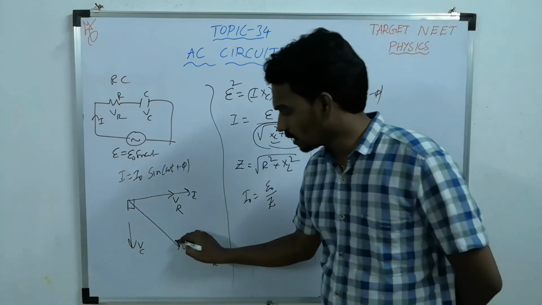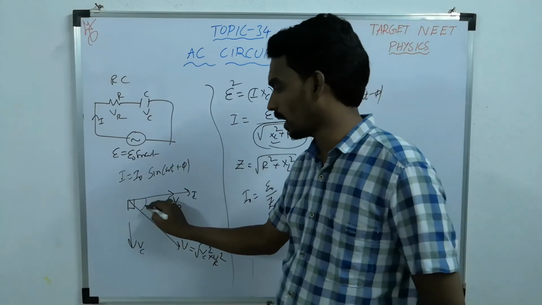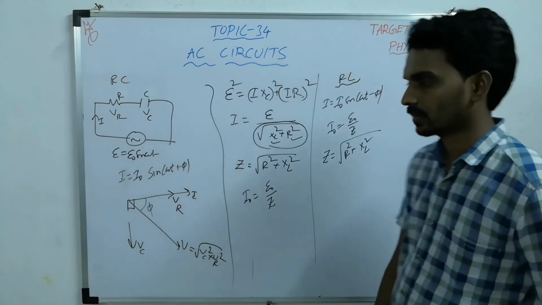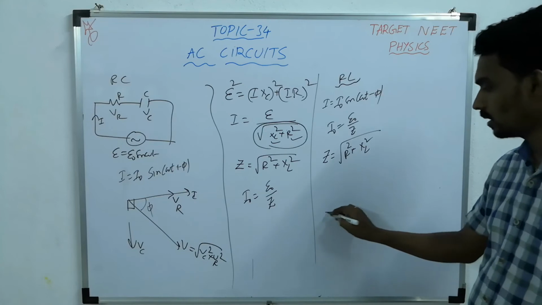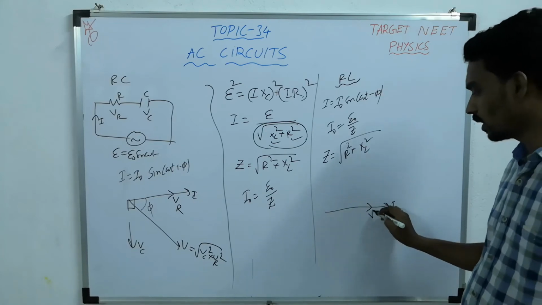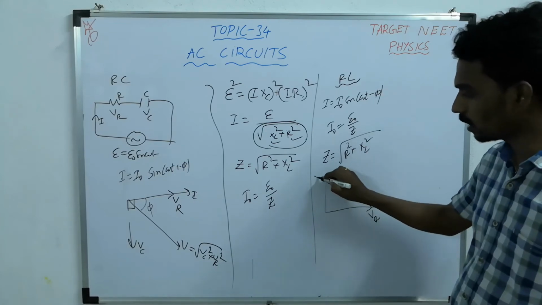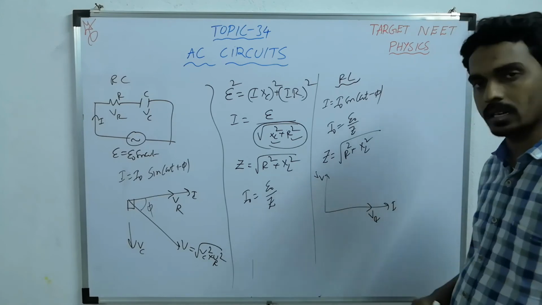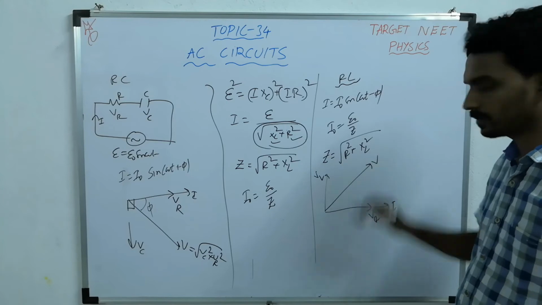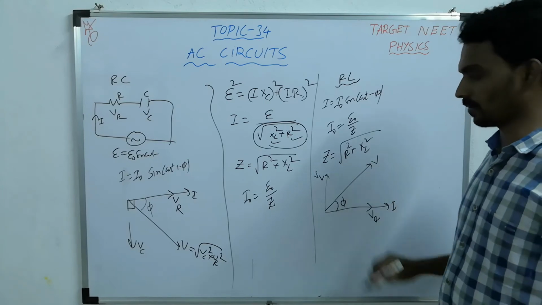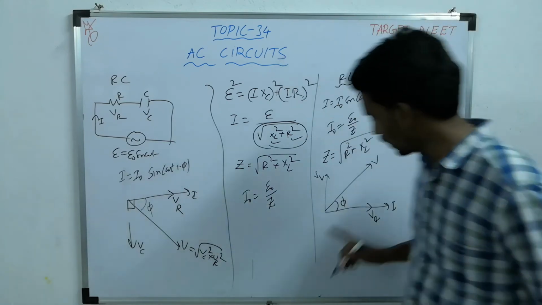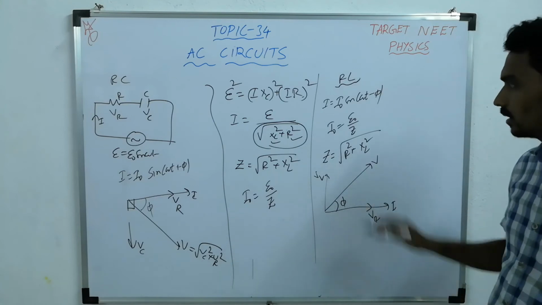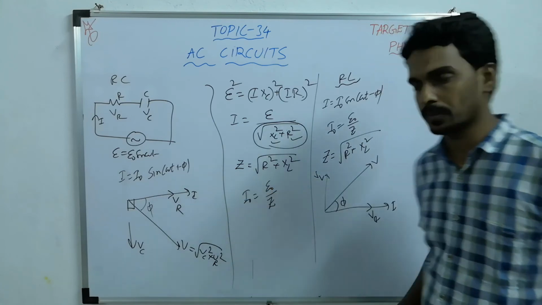Now here the resultant EMF is making some angle phi with this one. Similarly here, if you represent, this is current, this is voltage across resistance, but this is voltage across inductor. Because voltage across inductor dominates current, the resultant is this one. Now this is the phase difference. Here current leads, here voltage leads. That's why here minus phi, here plus phi.